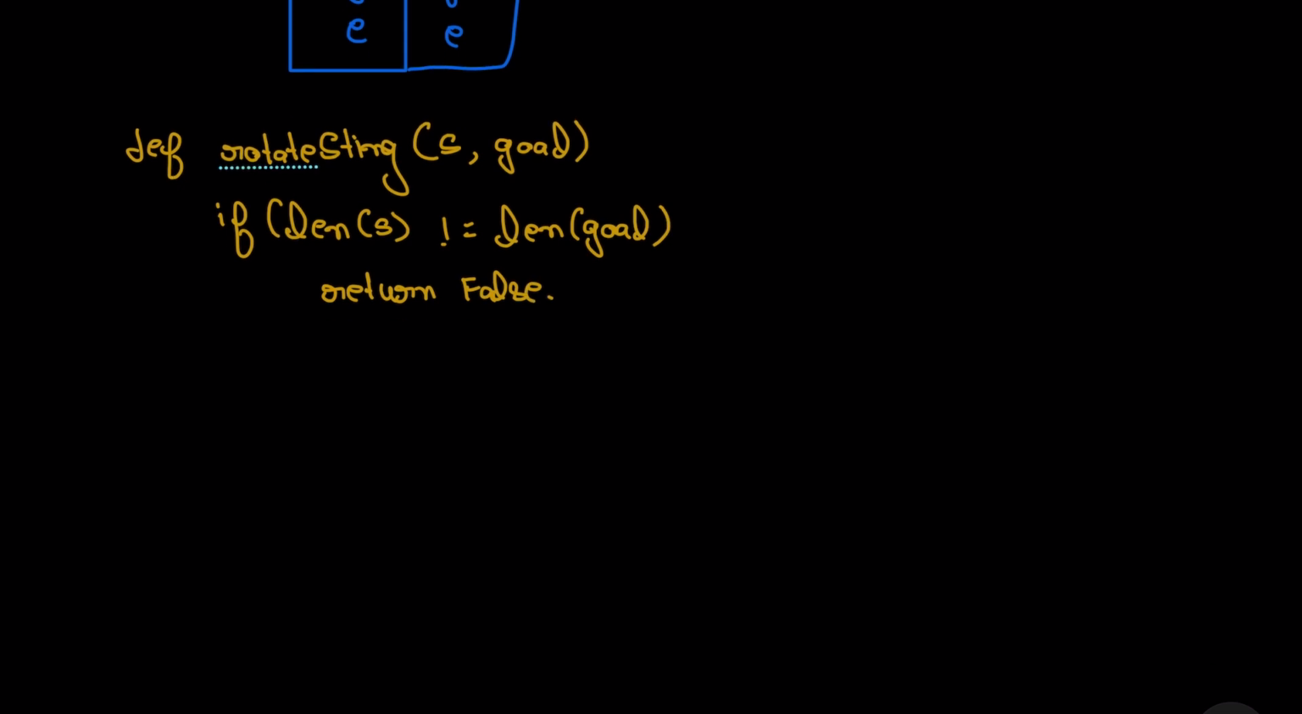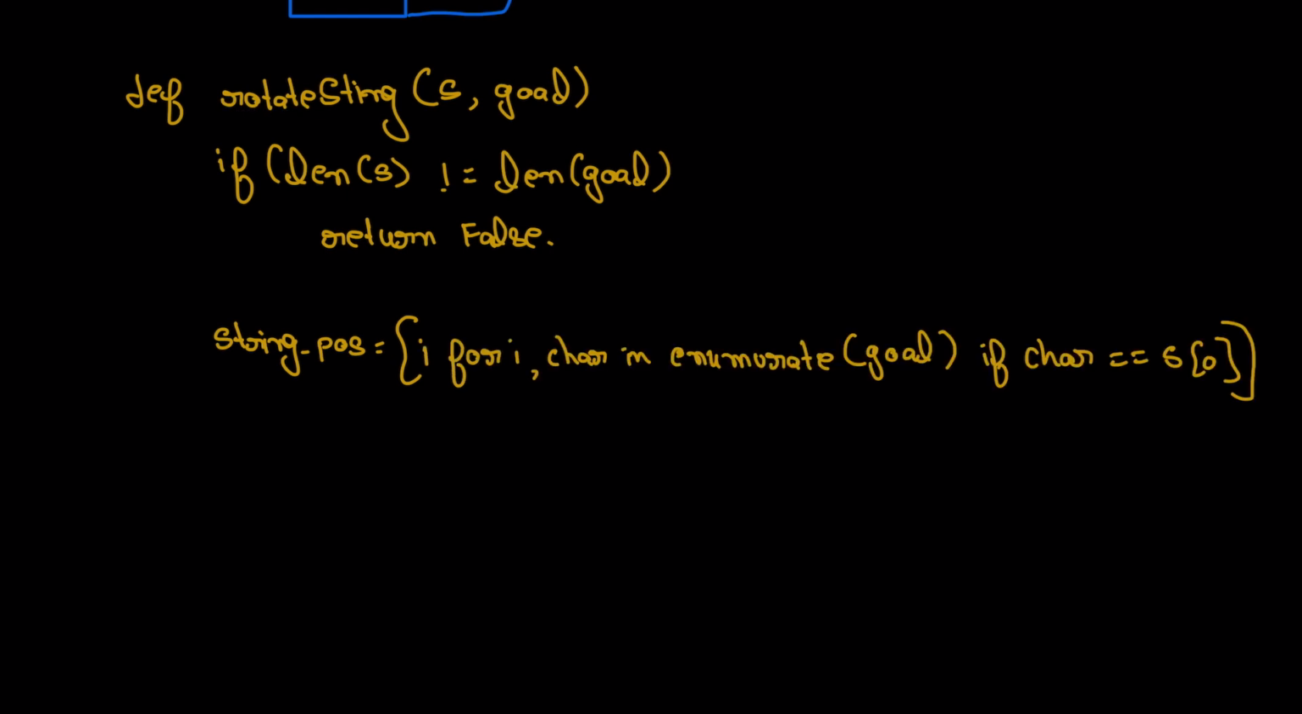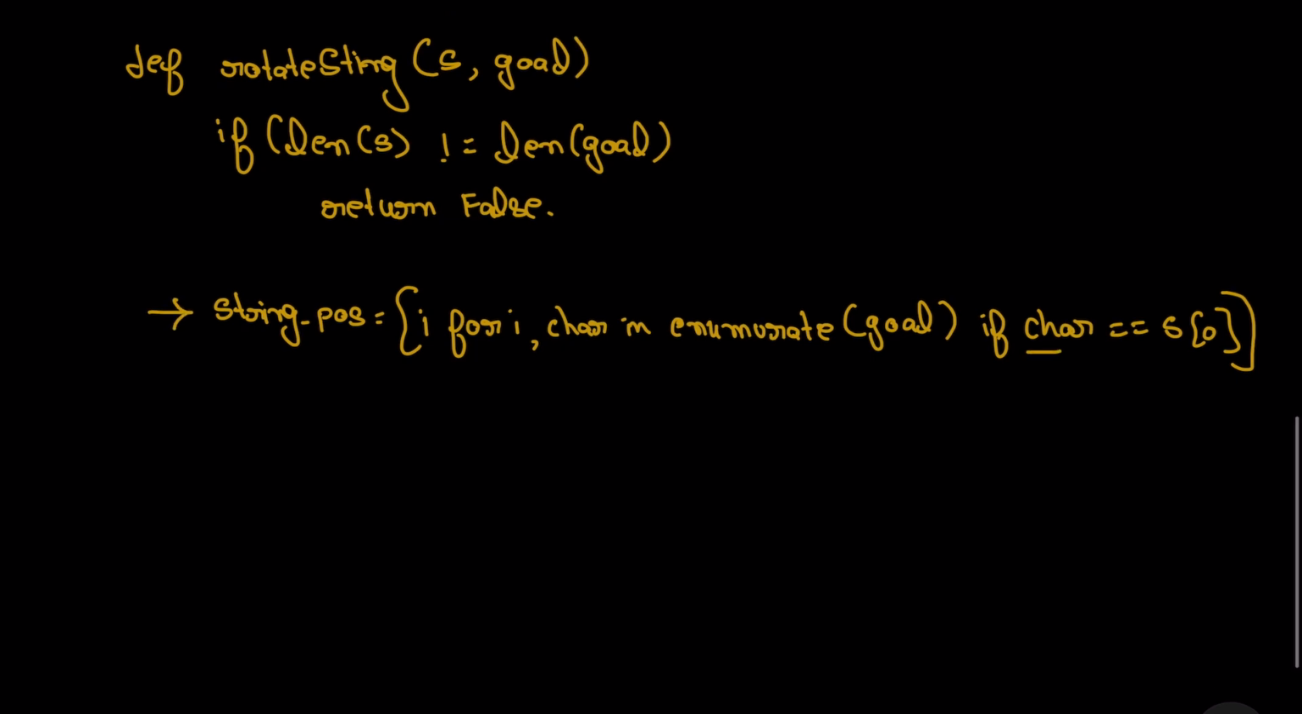Now first thing, as we discussed, we need to see what the string positions are. So let's say there is a variable that I defined, string positions, and this will contain all the positions where the first character is stored in the goal. For every character in the goal, I will check if the character is equal to S of 0 or not. As simple as that. If that happens to be the case, I'll store I. So this string positions will store all the values of I where the character is equal to the 0th character in my S.